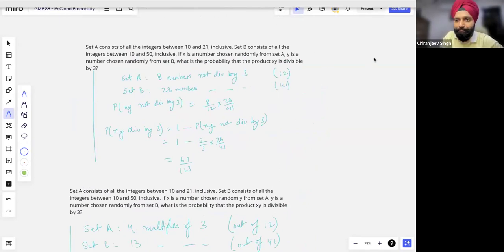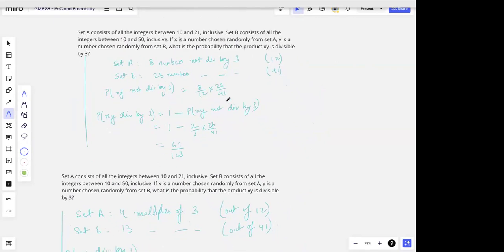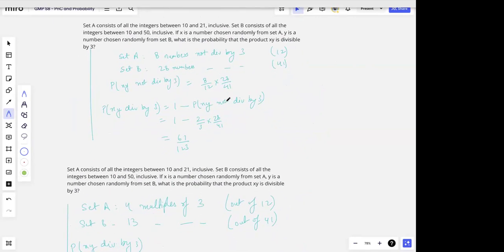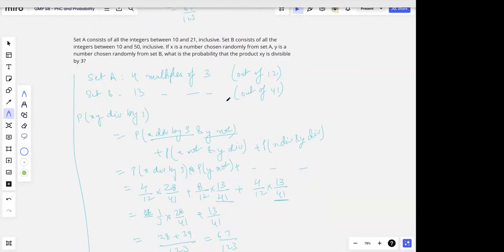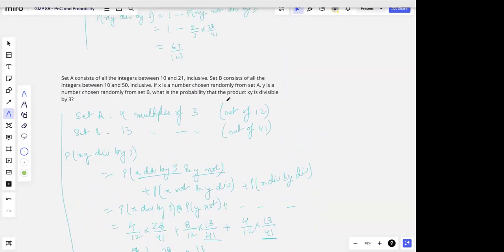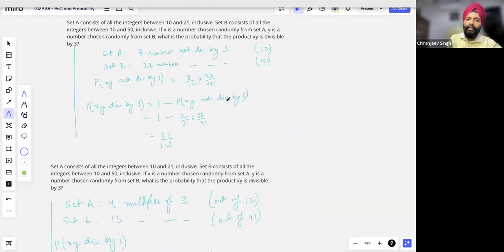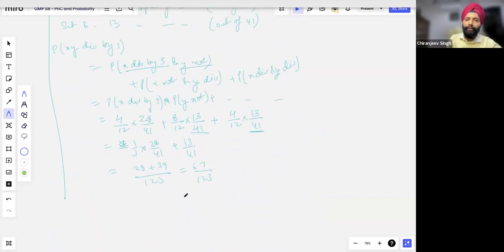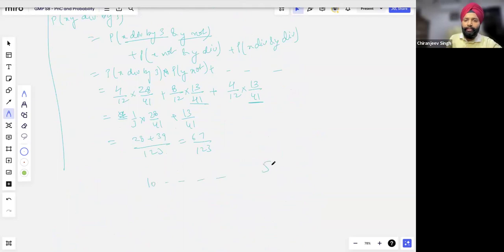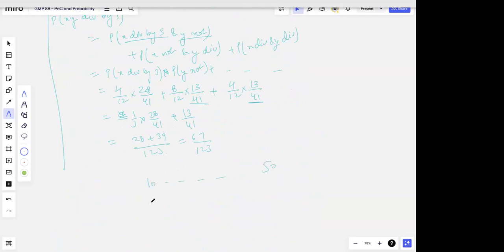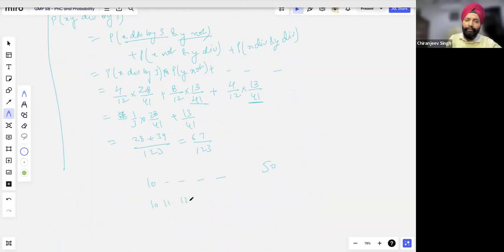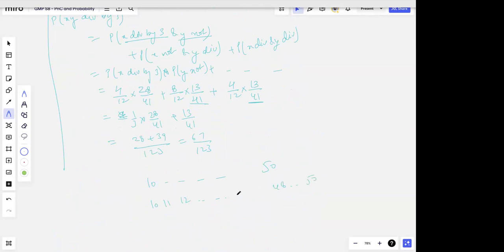My question was basically, would we have to manually find out this 28 number out of the 41 which are not divisible by 3? Or is there a pattern or a short form to identify? There is a pattern naturally because you are looking for multiples of 3. So you know that 10, 11, 12, and then after that, every third number is a multiple of 3, right?